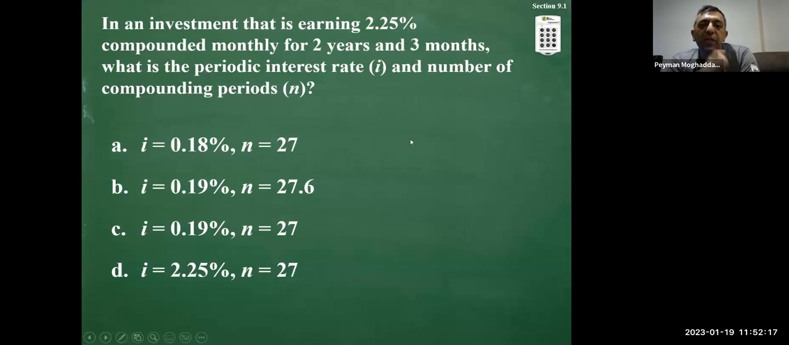Okay. In an investment that is earning 2.25% compounded monthly for 2 years and 3 months, what is the periodic interest rate and number of compounding periods? Okay, I'll give you a few minutes for this as well.